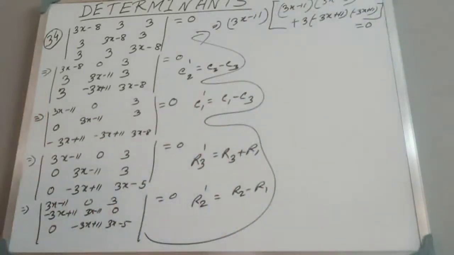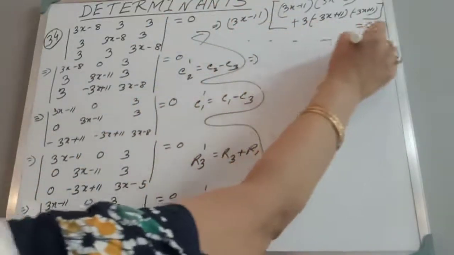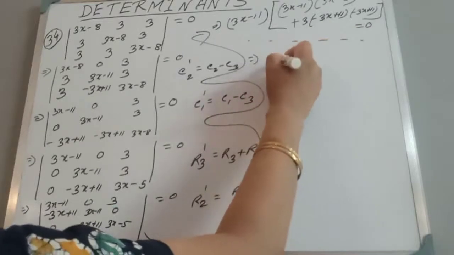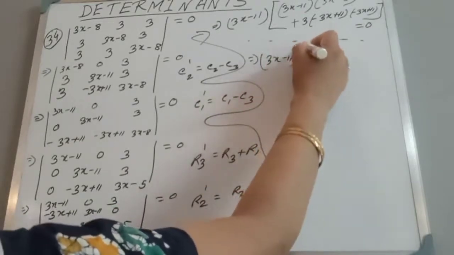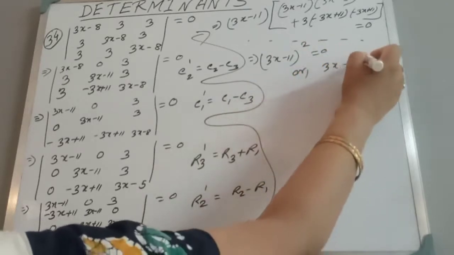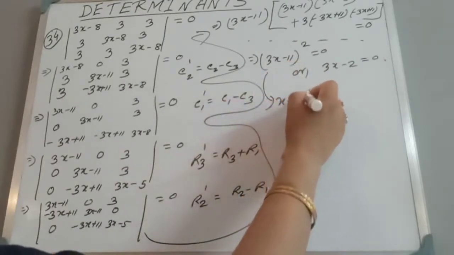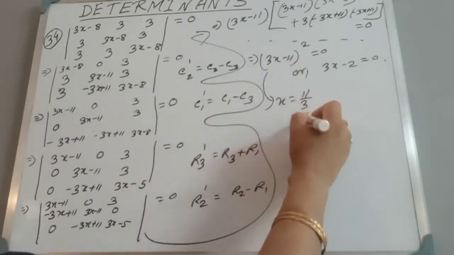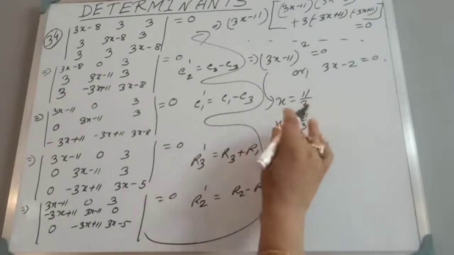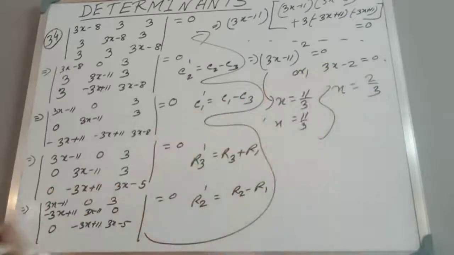Just do this calculation part. From here we will get 3x minus 11 whole square is equal to 0, or we will get 3x minus 2 equal to 0. From here we can find x is equal to 11 by 3, and again x is equal to 11 by 3. And from the other factor we will get x is equal to 2/3. So these are the values of x.